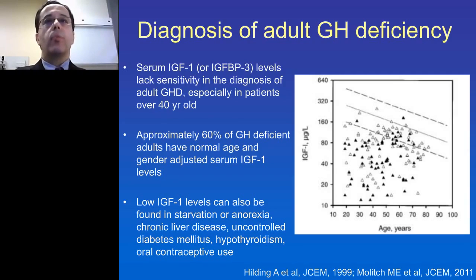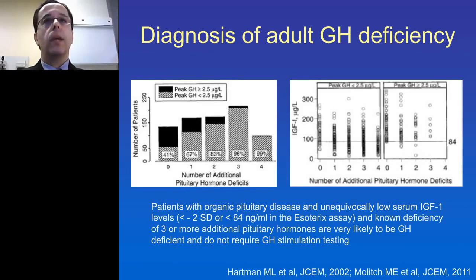However, there is a subgroup of patients in whom the diagnosis of adult growth hormone deficiency can be made on the basis of IGF-1 levels alone, and these are patients who have organic pituitary disease, such as pituitary tumor, unequivocally low serum IGF-1 levels, less than 2 standard deviations below the mean, and known deficiency of 3 or more additional pituitary hormones besides growth hormone. And here are the data.